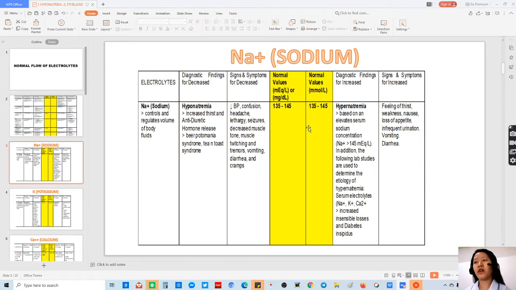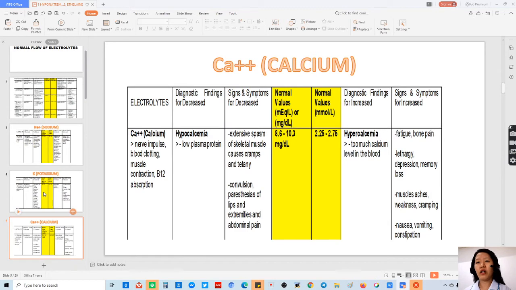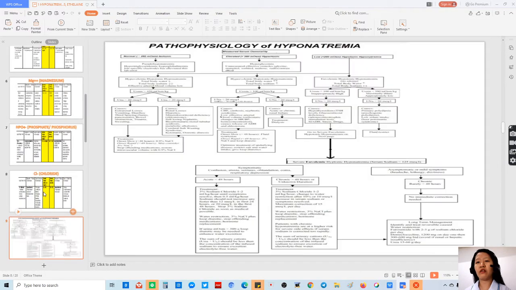And these are the normal values. The normal values are between 135 to 145 milliequivalents per liter or millimoles per liter. So hyponatremia is less than 135 milliequivalents per liter or millimoles per liter. Hypernatremia will be discussed by other members of the group, as well as the potassium, calcium, magnesium, phosphorus, and chloride.